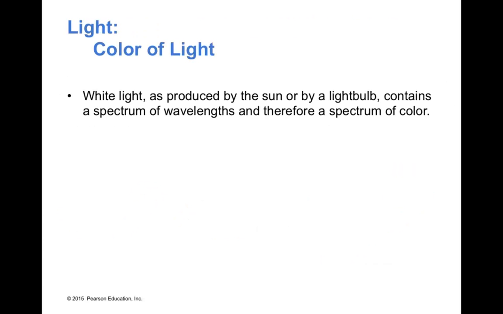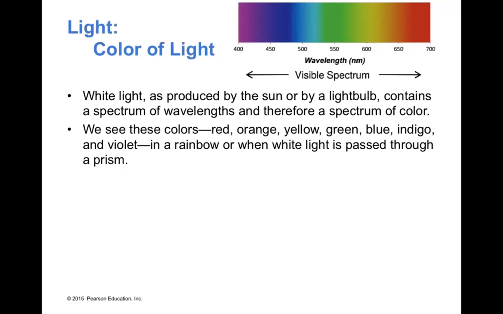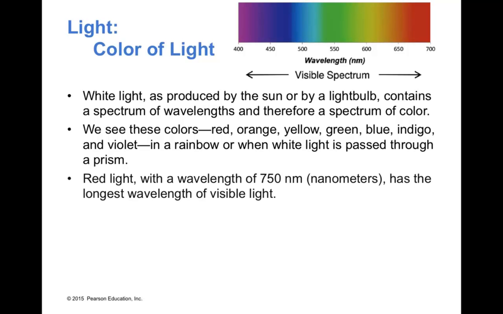White light, as produced by the sun or by a light bulb, contains a spectrum of wavelengths and therefore a spectrum of color. We see these colors: red, orange, yellow, green, blue, indigo, and violet in a rainbow, or when white light is passed through a prism. The red light, with a wavelength of 750 nanometers, has the longest wavelength of visible light.